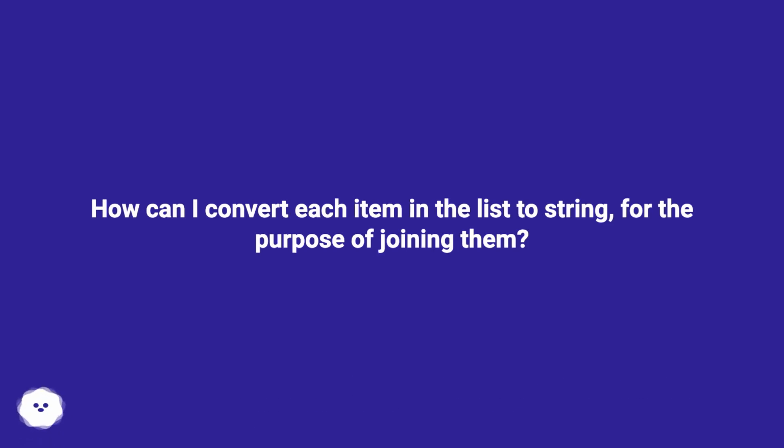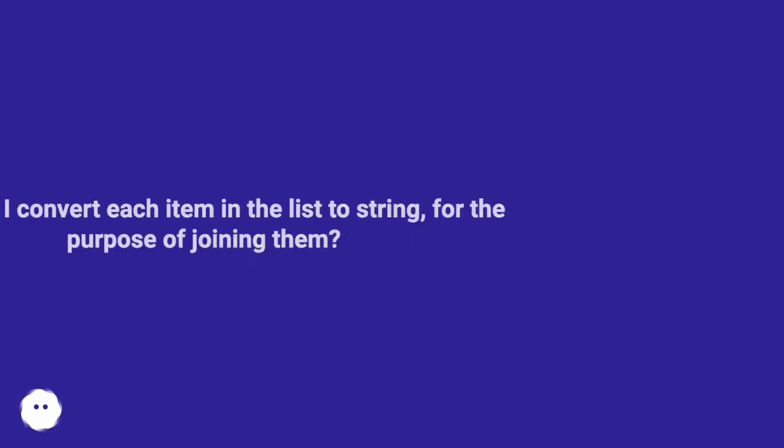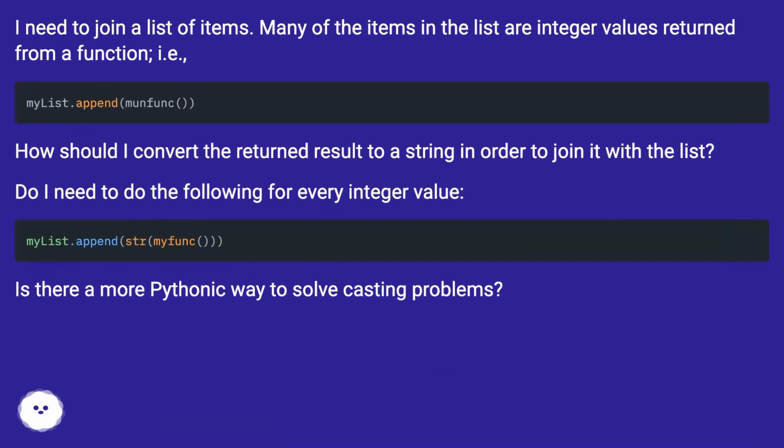How can I convert each item in the list to string, for the purpose of joining them? I need to join a list of items. Many of the items in the list are integer values returned from a function. How should I convert the returned result to a string in order to join it with the list? Do I need to do the following for every integer value? Is there a more Pythonic way to solve casting problems?